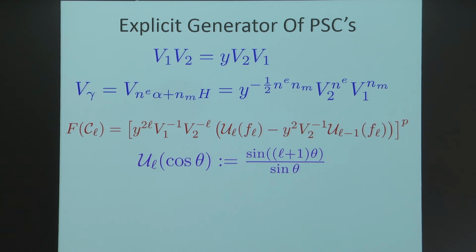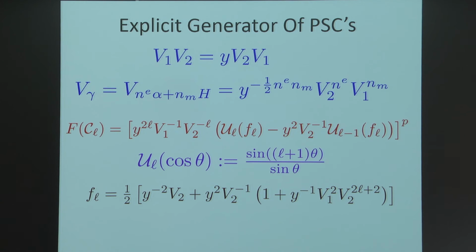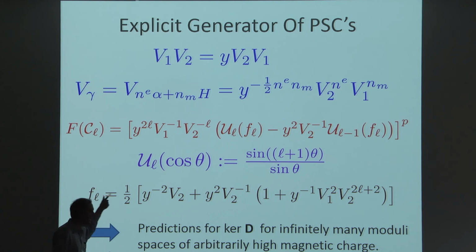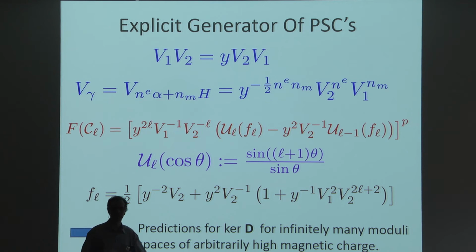Now, this is a complicated formula. What is this? U_L is a Chebyshev polynomial, and the Chebyshev polynomial is evaluated on F_L. L is the chamber we're looking at, C_L, and F_L is this mess. Okay, so what you're supposed to take away from this is that there is a compact formula. It is non-trivial. And if you expand it out and normal order it, you get an infinite number of predictions for the kernel of the Dirac operator as a spin representation for monopole moduli spaces of arbitrarily high magnetic charge, or arbitrarily high dimension. So that, I think, will be a challenge for the mathematicians to reproduce.